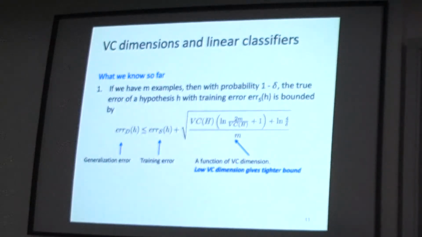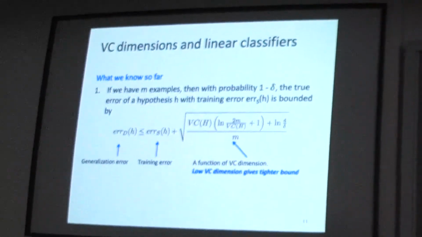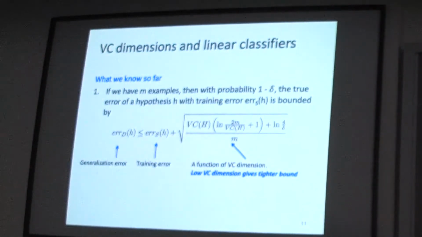So if we want to improve the generalization performance, how can we do that? We maintain the same training error. At the same time, we seek a hypothesis space that has as small a VC dimension as possible. That's the idea. So now, following this thinking, can we apply this idea to our linear classifiers?